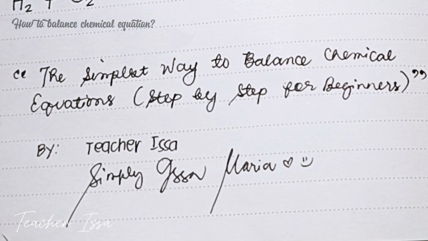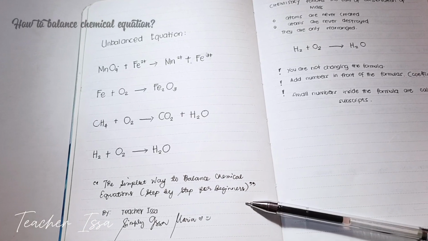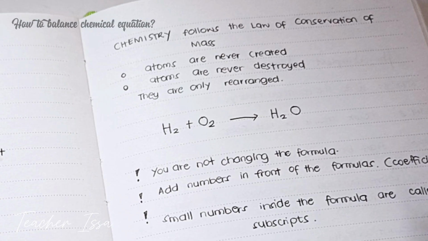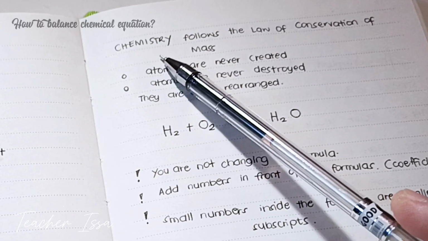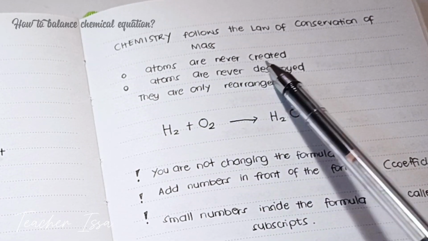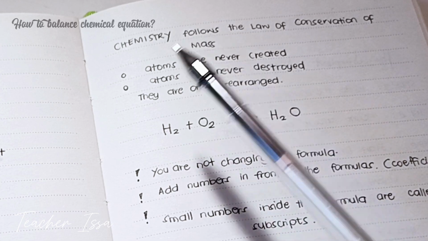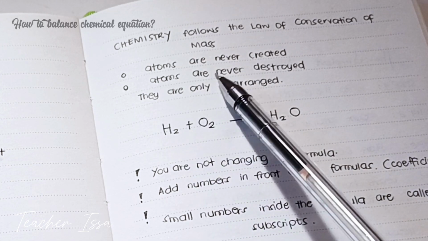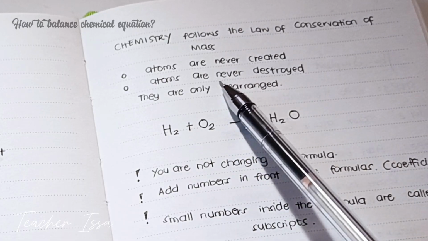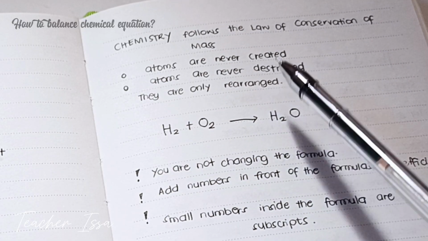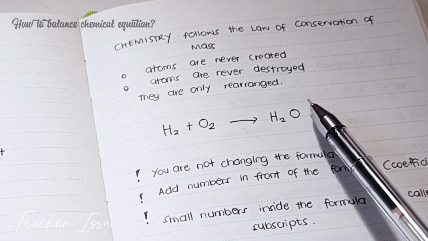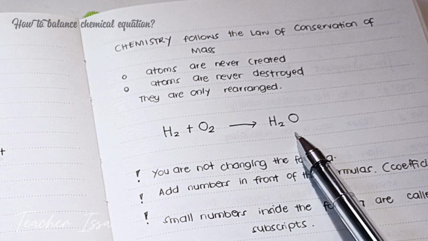Let us begin. Before we solve anything, let us understand one important rule. Chemistry follows the law of conservation of mass. That means atoms are never created. Atoms are never destroyed. They are only rearranged. So balancing an equation simply means making sure the number of atoms on the left side equals the number of atoms on the right side.